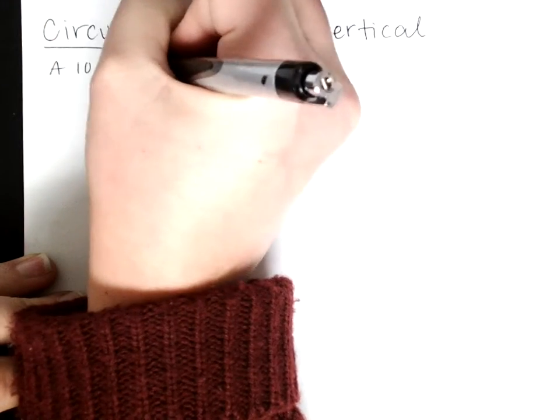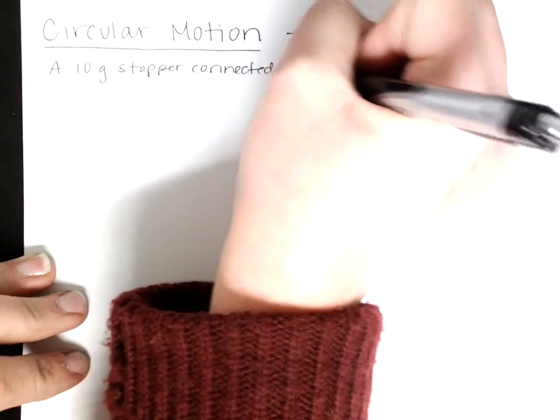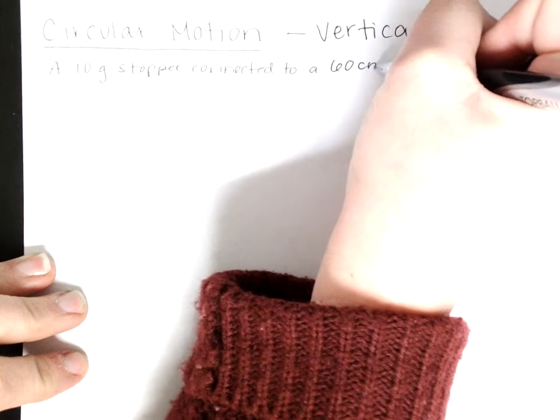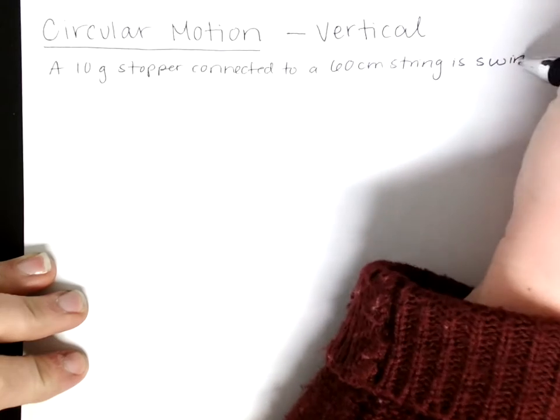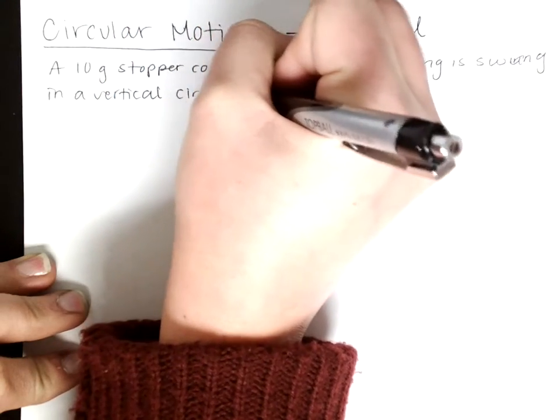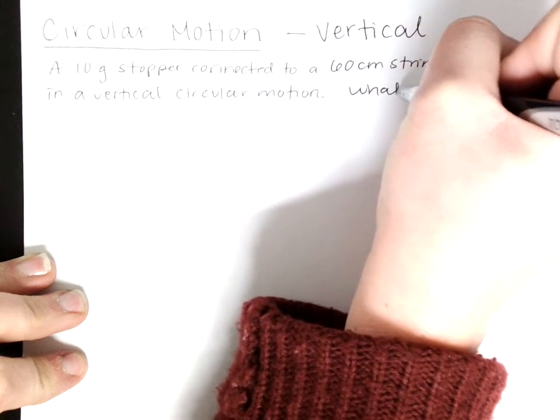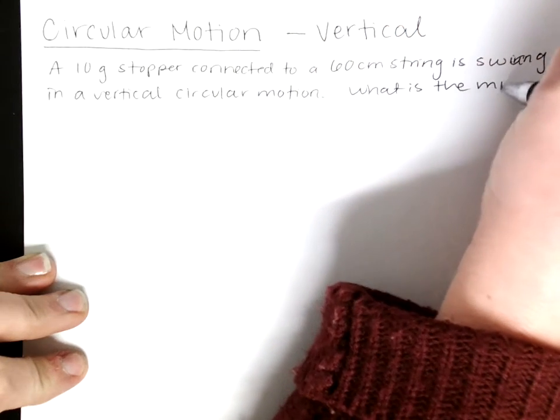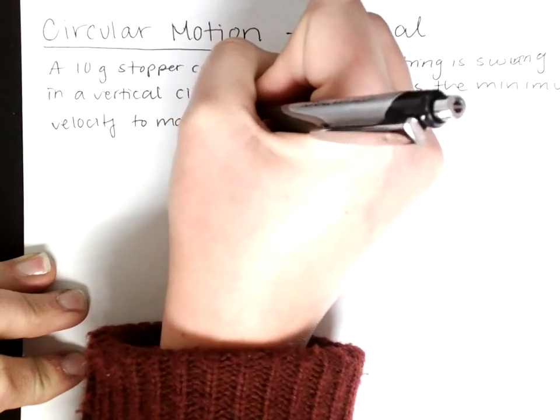A 10-gram stopper connected to a 60-centimeter string is swung in a vertical circular motion. What is the minimum velocity to maintain this motion?